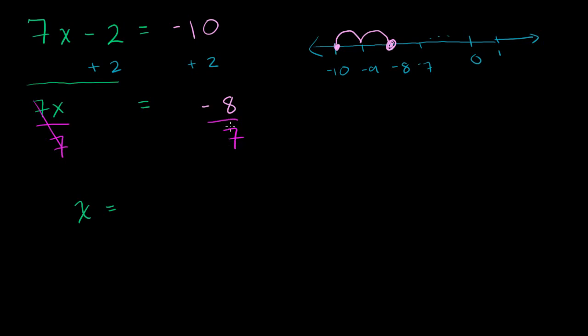We could work it out. It'll be some type of a decimal if you were to use a calculator. Or you could just leave it in fraction form. Negative 8 divided by 7 is negative 8 sevenths. Negative 8 sevenths, or if you want to write it as a mixed number, x is equal to, 7 goes into 8 one time and has a remainder of 1. So it's negative 1 and 1/7. Either one would be acceptable.